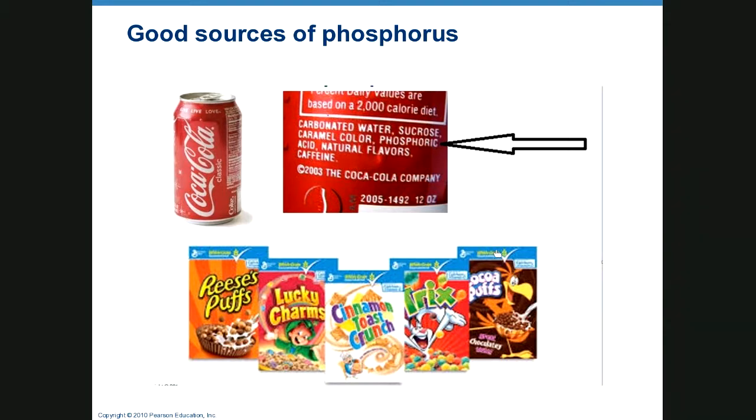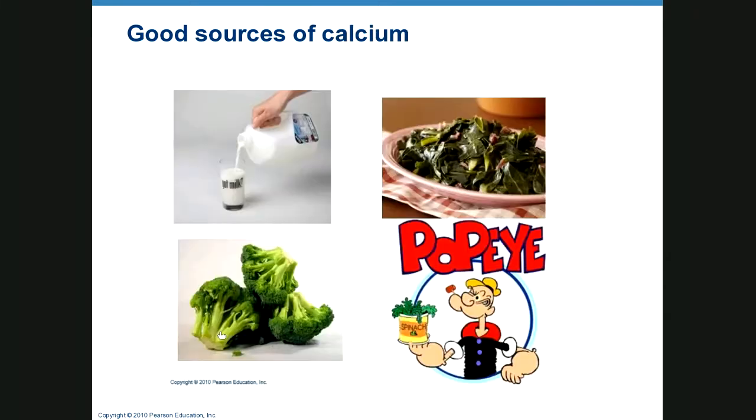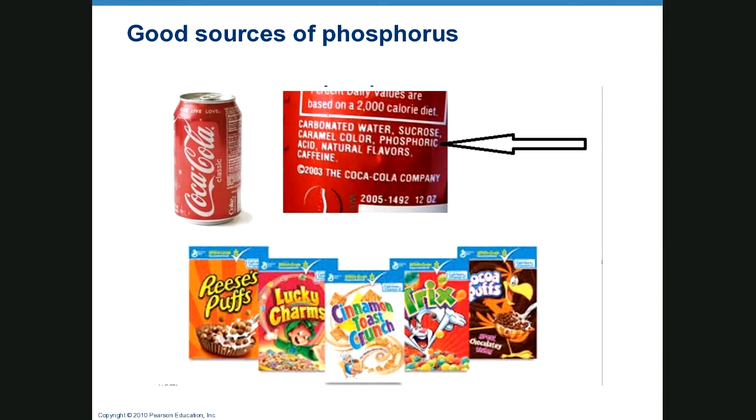Now, with my kids, it was much easier to get them to drink Coca-Cola and Lucky Charms than it was to get them to eat collard greens. So if you don't get enough calcium, or your kids don't get enough calcium, you need to take a supplement. It can be something as simple as Tums.